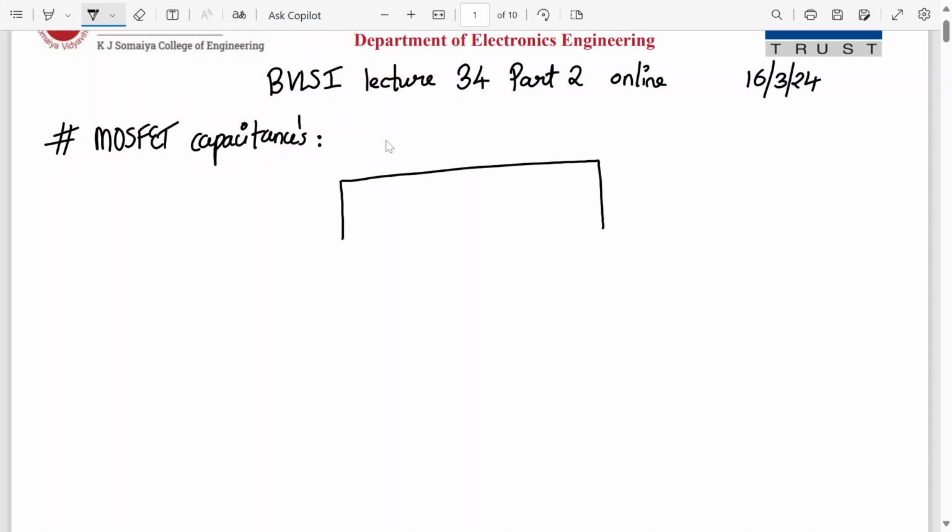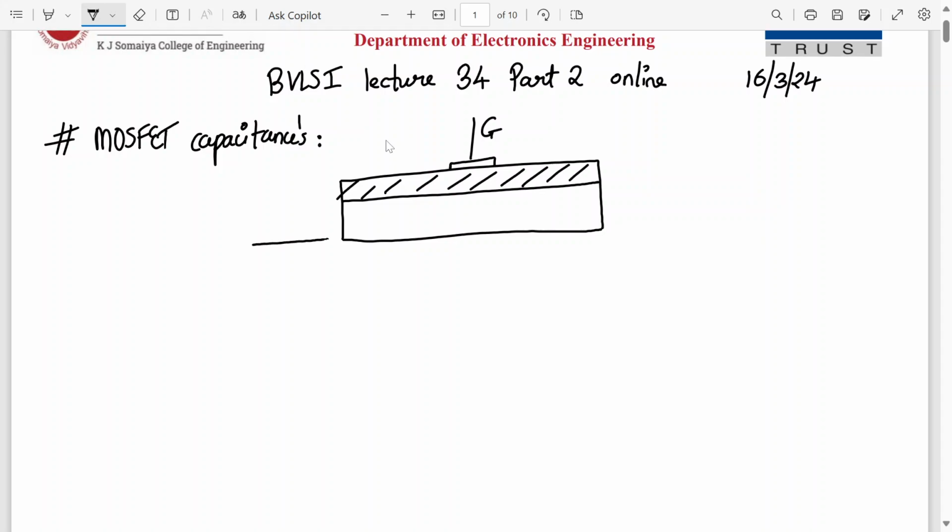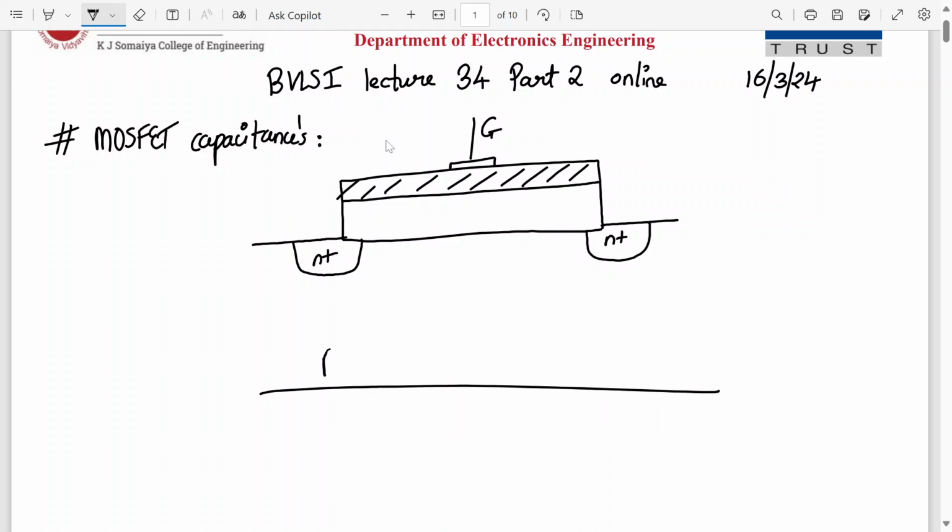So this is my MOSFET structure. This is my gate material, made up of metal or polysilicon. This is my gate. This is my oxide layer, and I have my N plus source and N plus drain diffusion regions. Alright, and here is my P silicon substrate.